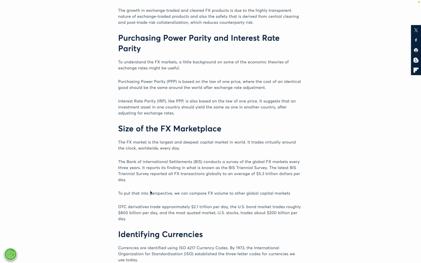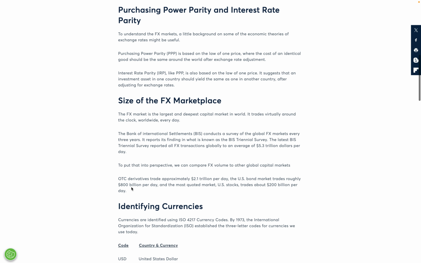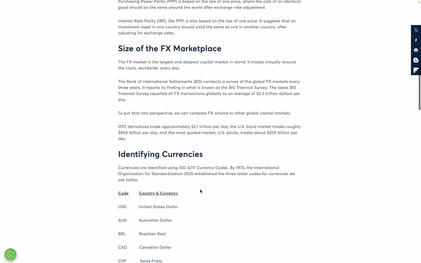To put this into perspective, we can compare FX volumes to other global capital markets. OTC, which is over-the-counter derivatives, trade approximately $2.1 trillion per day, and US bond markets trade roughly $800 billion per day. And the most quoted market, US stocks, trades about $200 billion per day. So FX markets are massive and it's moving.